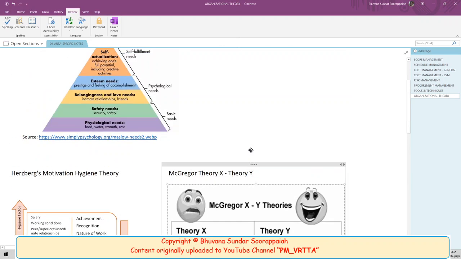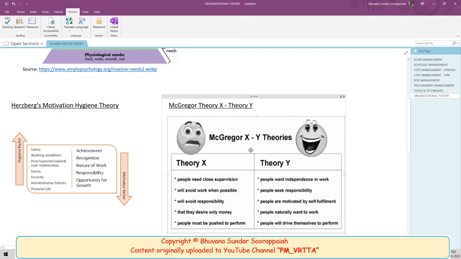Then comes Herzberg's motivation-hygiene theory. According to Herzberg, there are two factors. One is called the hygiene factor, and one is the motivation factor. Hygiene factors are the bare essential factors which, if they don't exist, will definitely demotivate a person. Even if they do exist, they will not motivate a person very much. And unless you satisfy the hygiene factors, whatever you try to motivate with will not motivate the person.